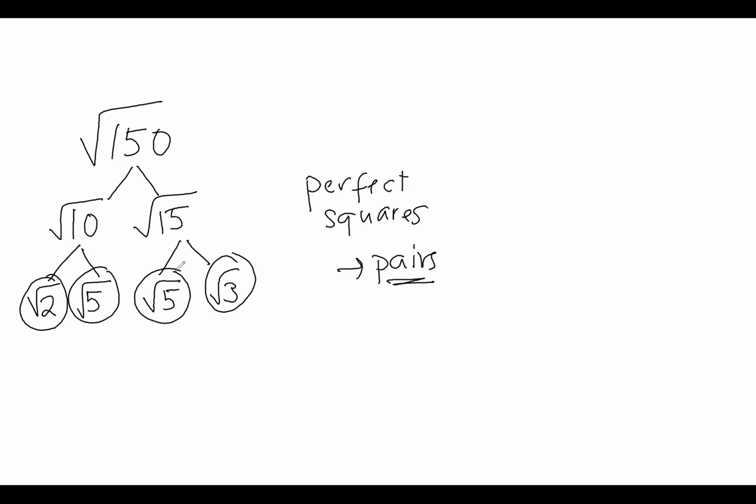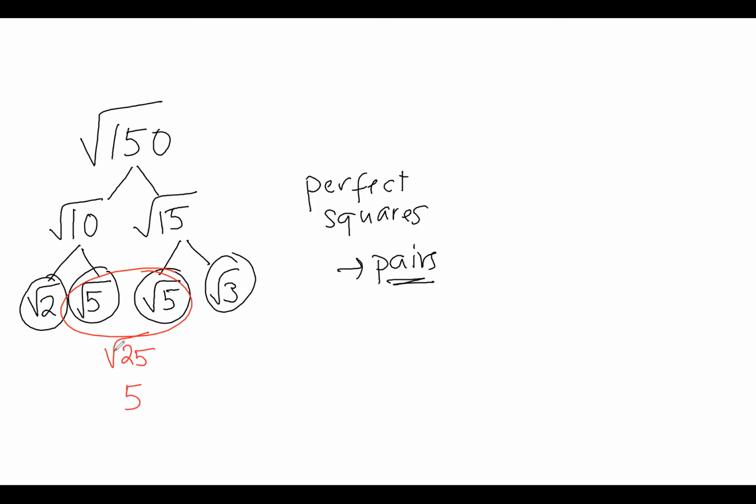Yes, the 5s right here. So that was kind of our perfect square in disguise. Now let me show you what that means. If I put this together, the square root of 5 times the square root of 5, that's just 5. Here's why. If I do the square root of 5 times the square root of 5, that's the square root of 25, which is 5.